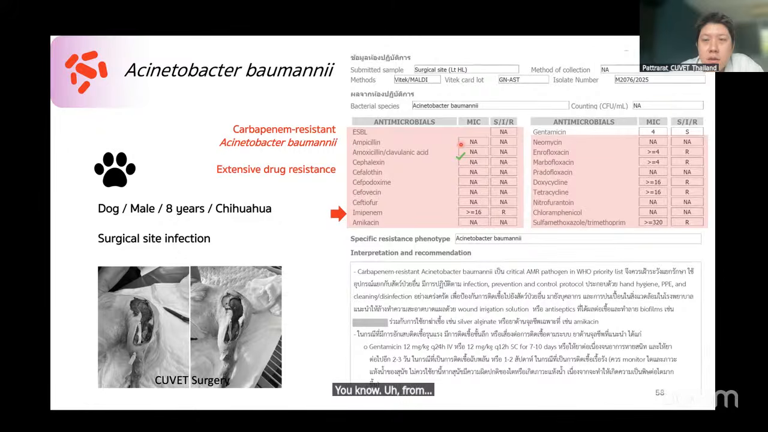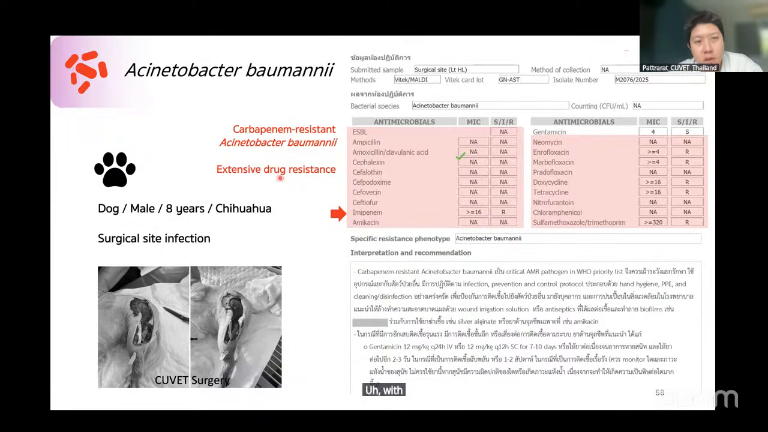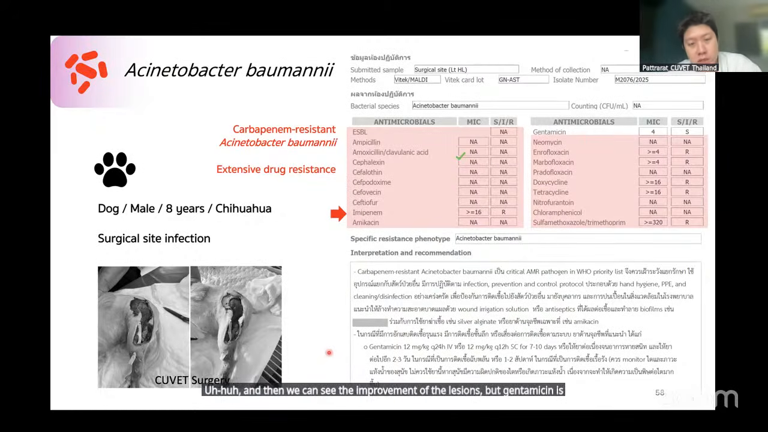From bacterial isolation and antimicrobial susceptibility testing, we isolated Acinetobacter baumannii that showed carbapenem resistance with an extensively drug-resistant phenotype, and the bacterium was susceptible only to gentamicin. So we suggested this drug, and then we could see improvement of the lesions. But gentamicin is nephrotoxic, so we need to monitor the kidney function also.